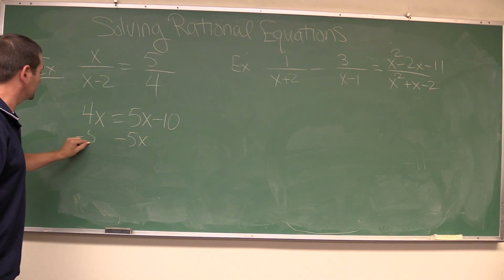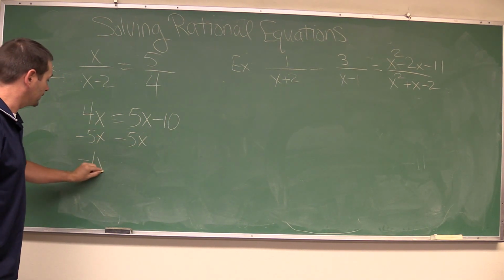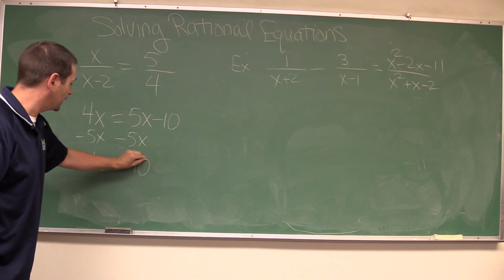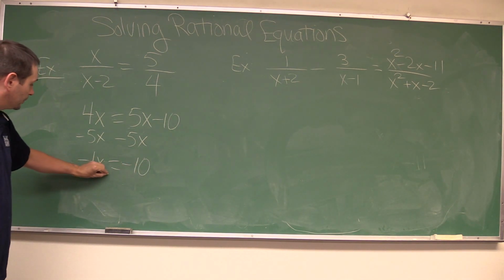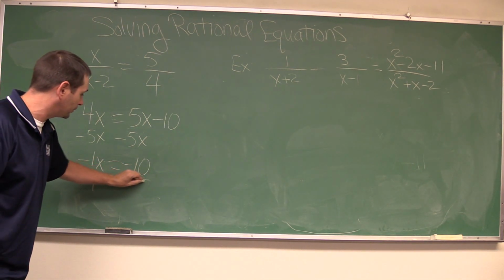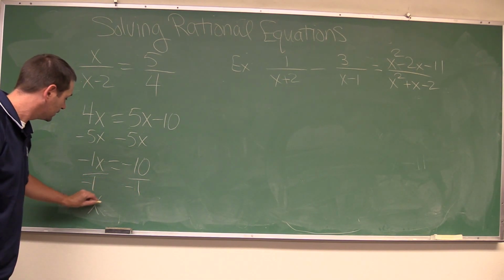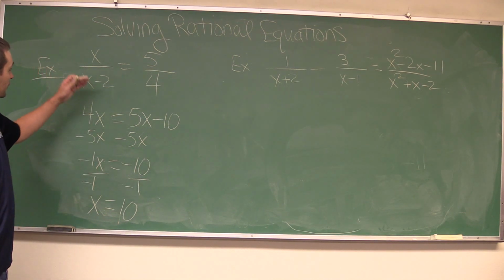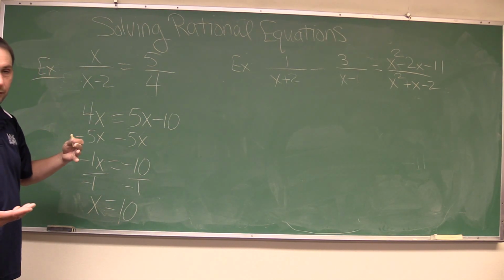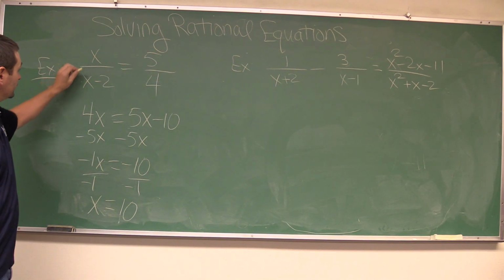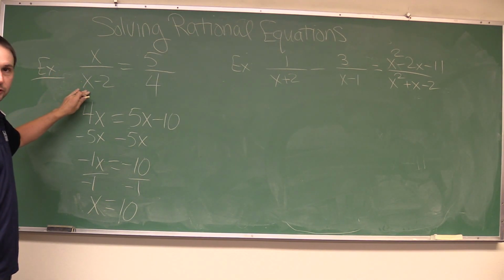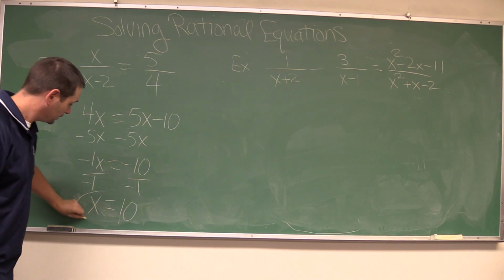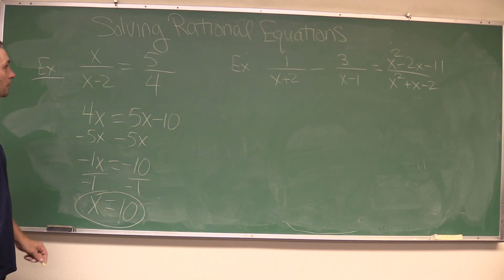I'm going to get my x's together. Should have negative 1x equals negative 10. You don't have to write the 1 if you don't want to, but my goal is to solve for x. So I'm going to divide by negative 1 on both sides, and I end up getting x equals 10. Before I circle it, I make sure it doesn't make the denominator go to 0, and I can check it overall. I plug a 10 in here and here. I'll get 10 over 8, reduced down as 5/4. It is the correct answer. And so that's an example of a fraction equals a fraction.